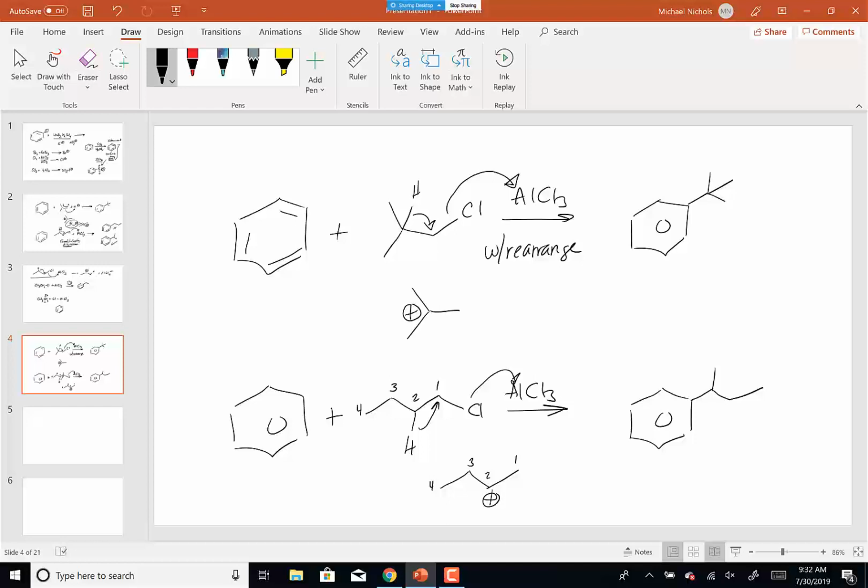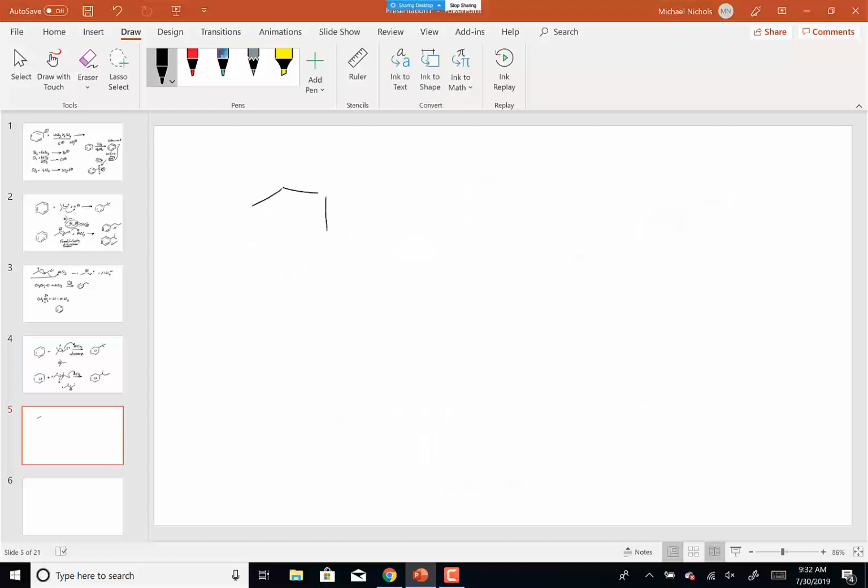So how do we overcome that? How do we overcome this issue of trying to make the straight chain benzene? So if I said I want to go from that benzene to just make a propylbenzene, how would I do that? I can't do it in one step. I've got to use multiple steps.